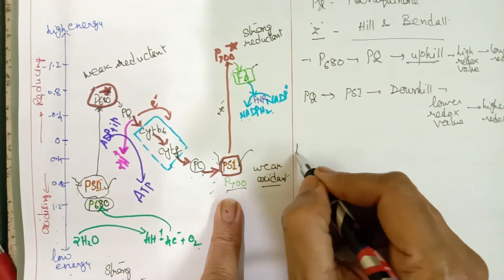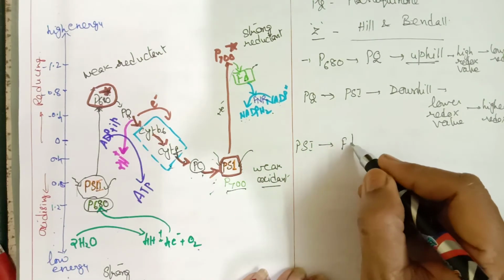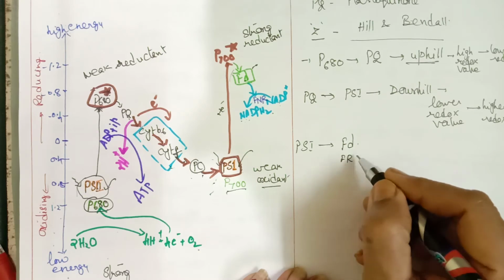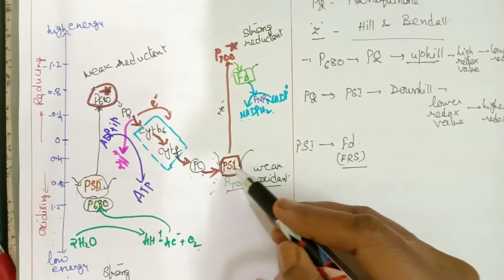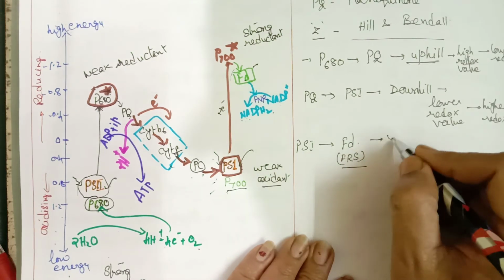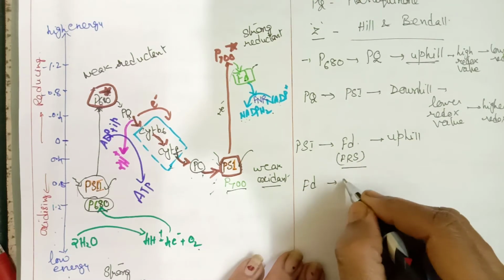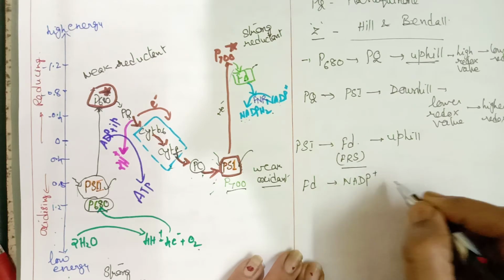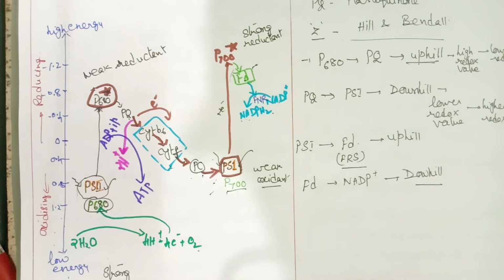Then again the next movement we take from photosystem 1 to the primary electron acceptor, that is ferredoxin. This is an Fe-S, iron containing compound. So photosystem 1 to ferredoxin, again we call uphill movement. Then lastly from ferredoxin to NADP+, this we call a downhill movement. So there will be 2 uphill and 2 downhill movements. This is one very important thing you have to remember with respect to the redox potential values.